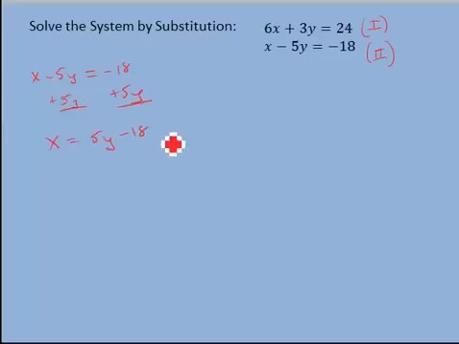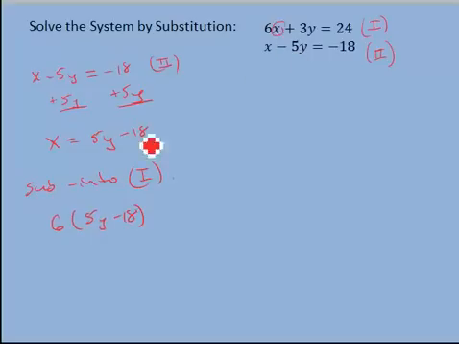Now once I have that, my step 2 says I have to substitute this into the other equation. Remember, we started with equation 2 here. I'm going to substitute this into equation 1 for x. I'm going to replace x with 5y minus 18. So in equation 1, I'm going to put 5y minus 18 right where I see x. So we're going to sub into equation 1. You're going to have 6 times 5y minus 18, now just replacing x with 5y minus 18. Make sure you have parentheses there. Plus 3y equals 24. And now you solve this like you normally would.